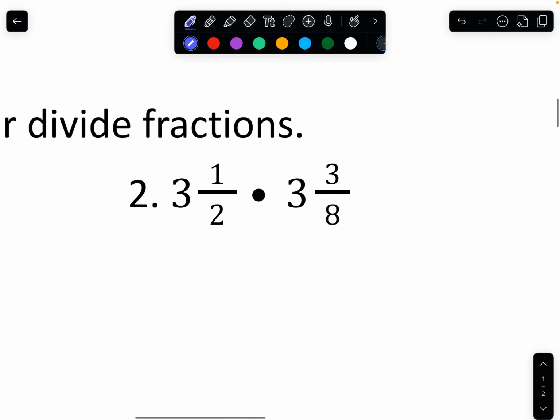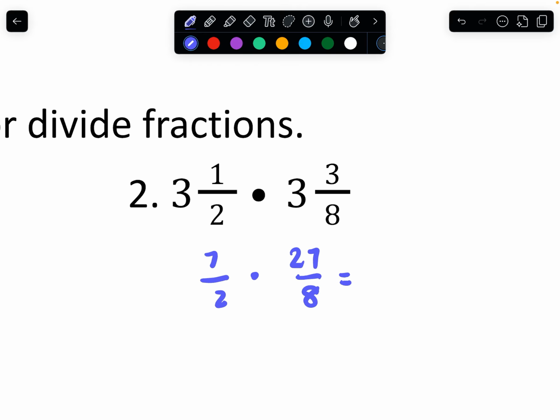Number 2, always convert these first. So it looks like this first fraction is 2 times 3 plus 1 is 7 over 2. Times, I have 8 times 3, which is 24, 25, 26, 27 over 8. Okay, let's see if you could simplify these diagonally or vertically. I don't believe so. So if you can't simplify these diagonally, like cross simplify, then you multiply straight across.